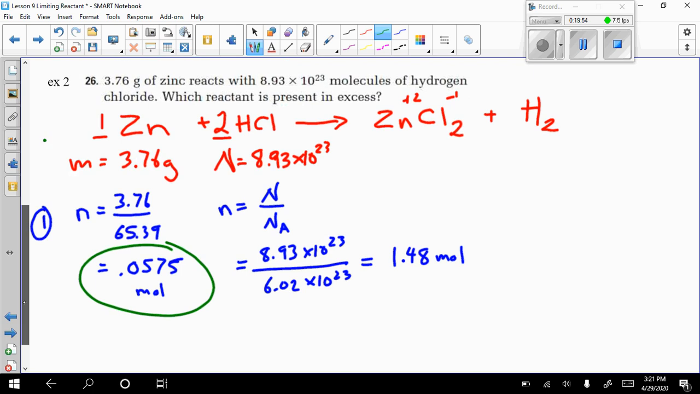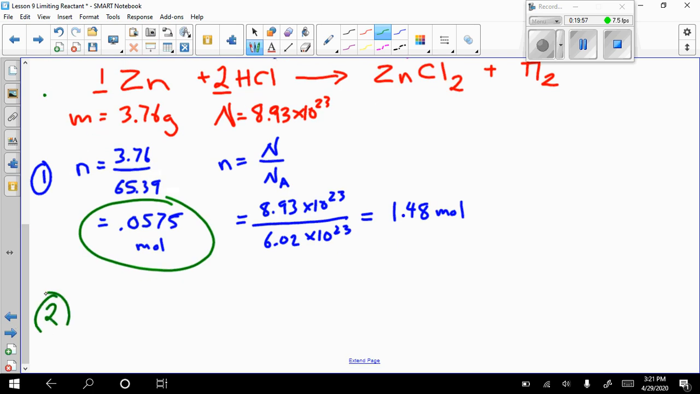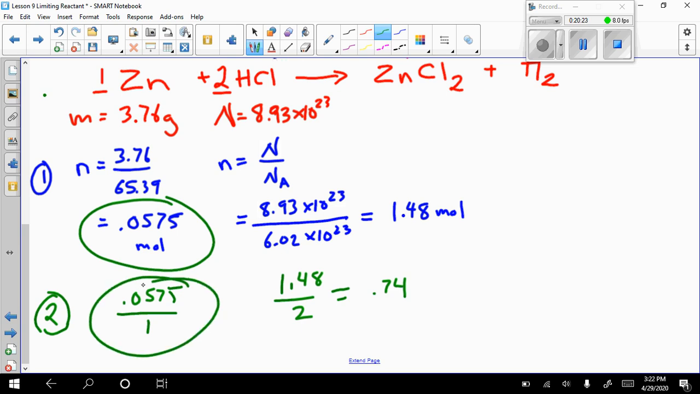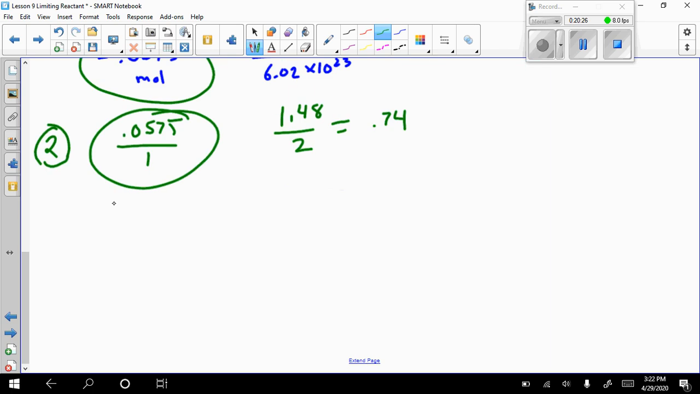And so I'm going to do part 2 of my limiting reactant. I've got to divide these both by the coefficient. And so 0.0575 divided by 1, well, that's easy, it's just 0.0575. But here I've got to do 1.48 divided by 2, and you get 0.74. So even after dividing them, the 0.0575 is smaller, and so it's the limiting reactant. So the limiting reactant was the zinc.